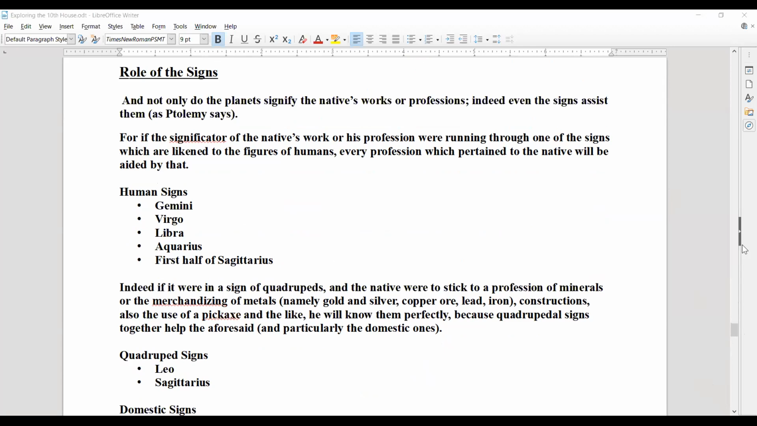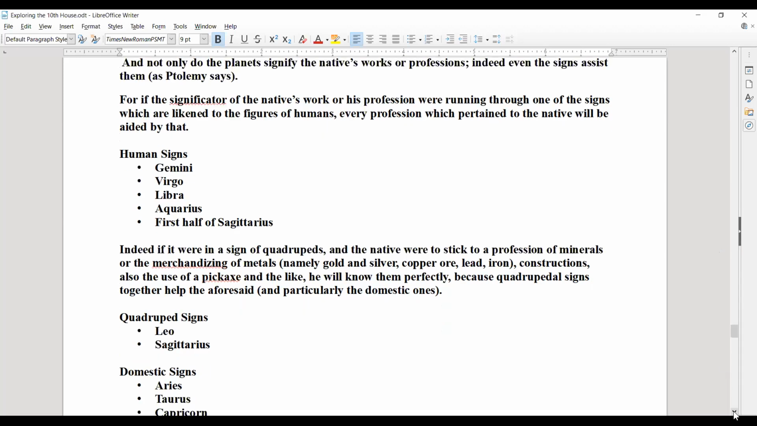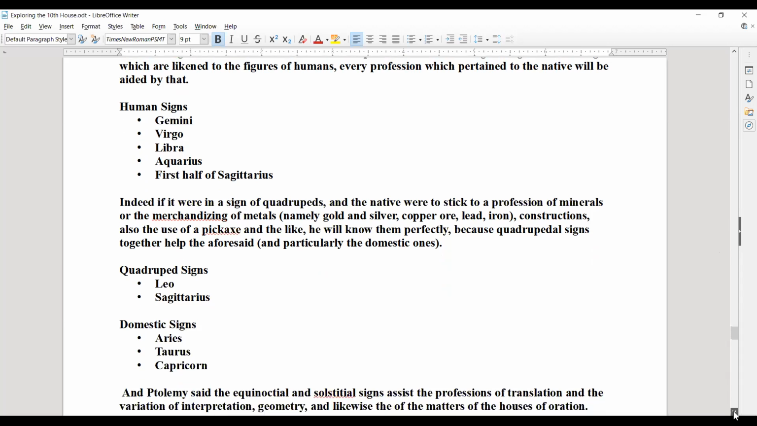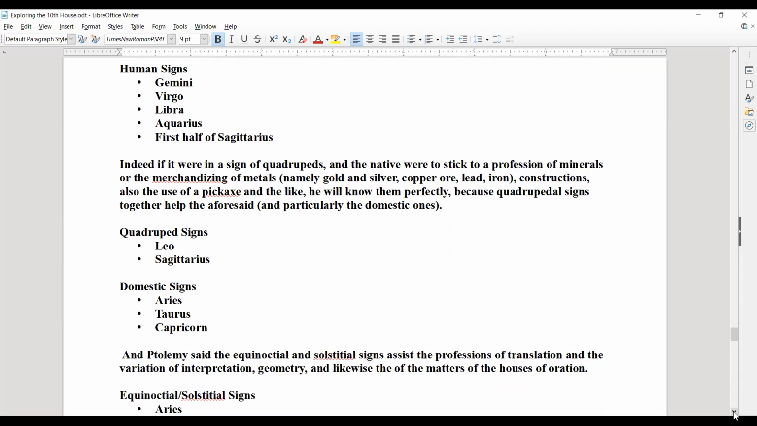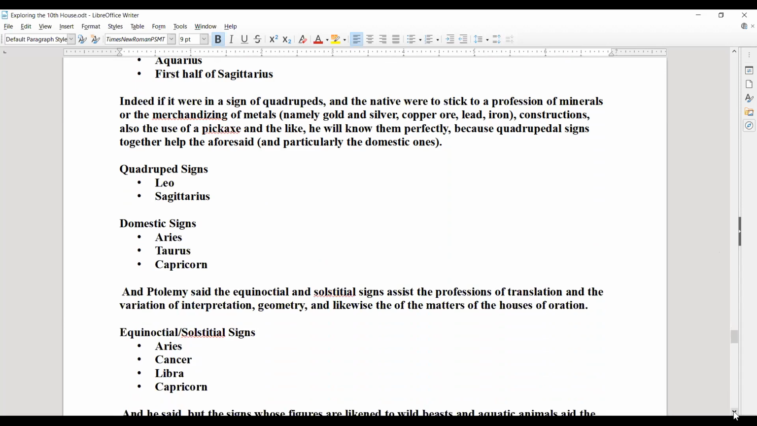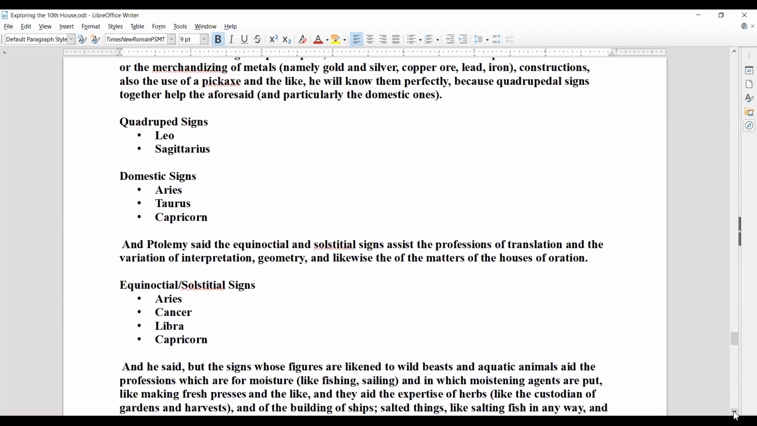Look at what it says for the human signs. If you've been with me, we've talked about looking at the signs, the zodiac, in a different way, and we've talked about human signs already. Every profession which pertains to the native will be aided by signs likened to the figures of humans. So that's anybody dealing with the public: sales, public speaking, teaching. Indeed, if it were a sign of quadrupeds, the native would stick to a profession of minerals or the merchandising of metal, constructions that use the pickaxe, so the quadruped signs.